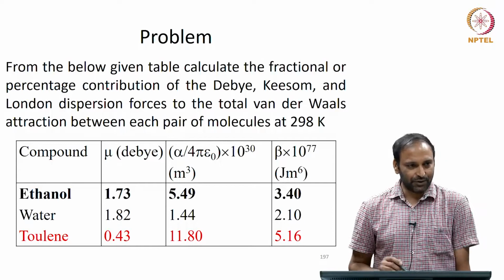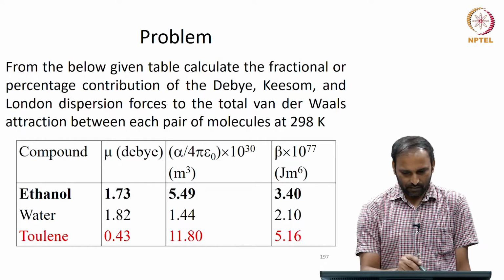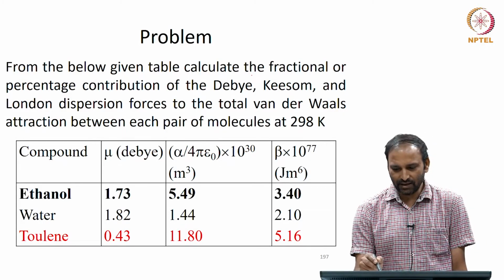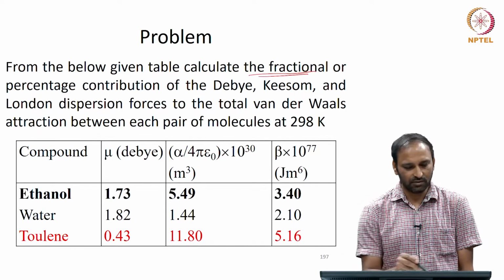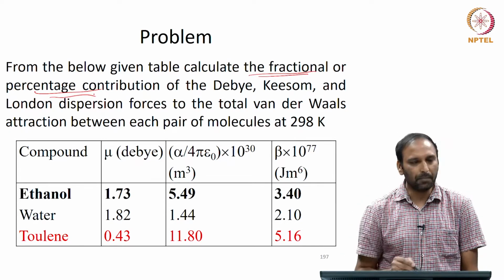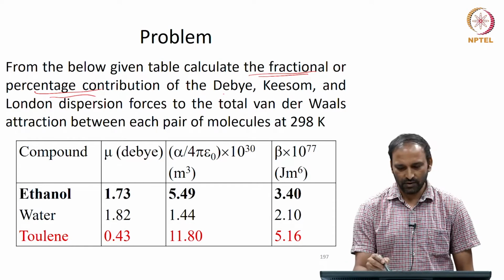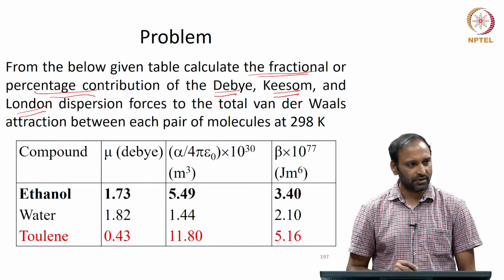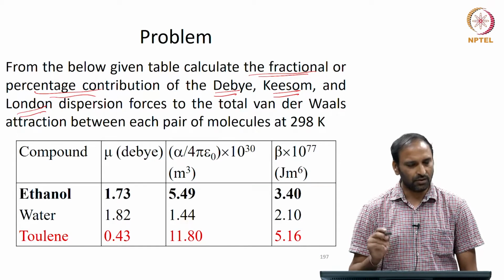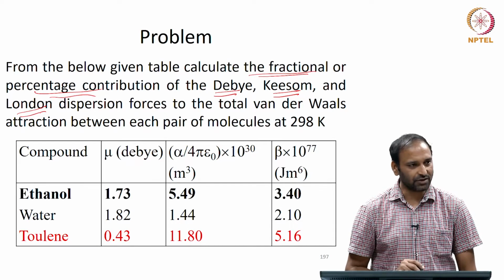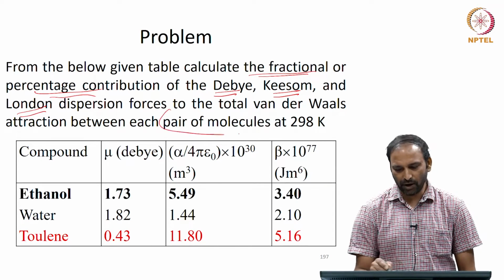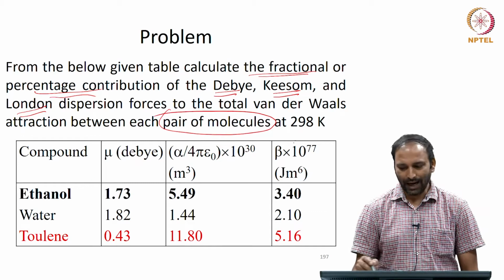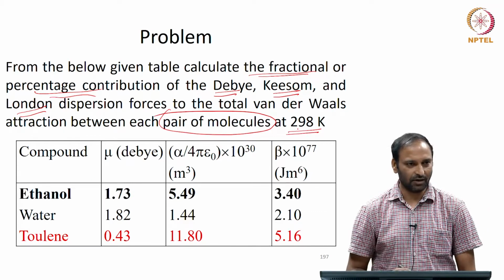So, there is a table that is given to you. You are supposed to calculate the fractional or percentage contribution of Debye, Keesom and London dispersion forces to the van der Waals attraction for each pair of molecules at 298 Kelvin.